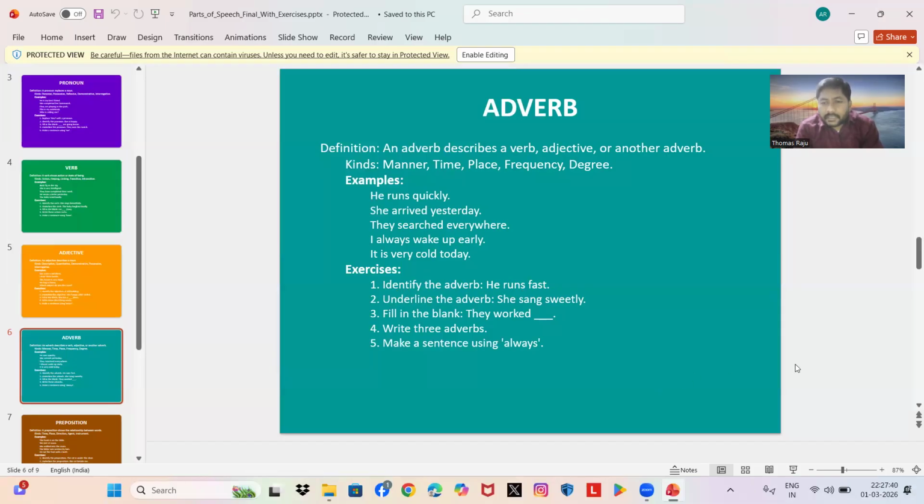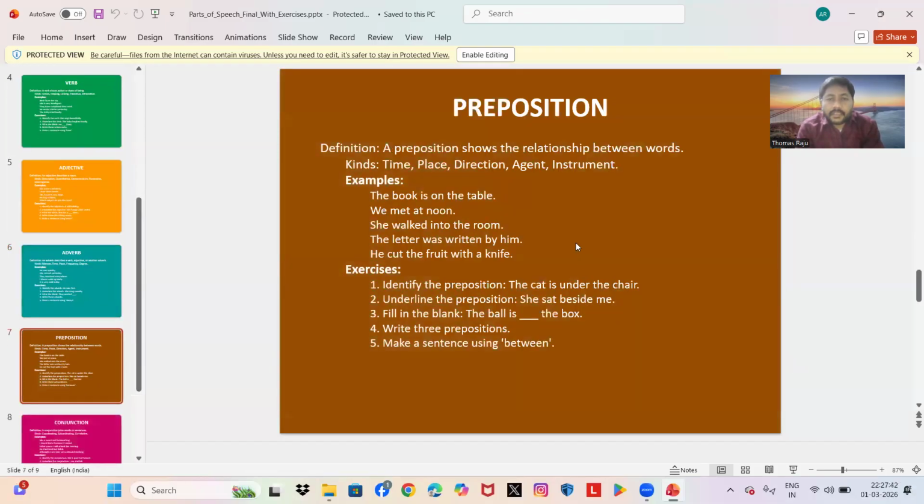Let us see the next part of speech. Next part of speech is preposition. What is the definition of preposition? A preposition shows the relationship between words. Or a preposition is a word placed before a noun or pronoun to show time, position, or place.